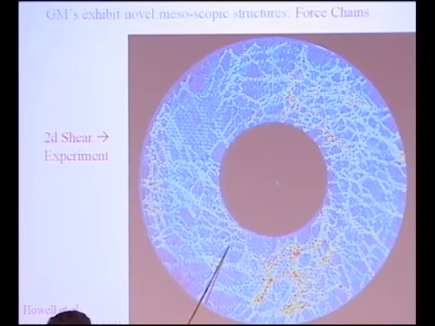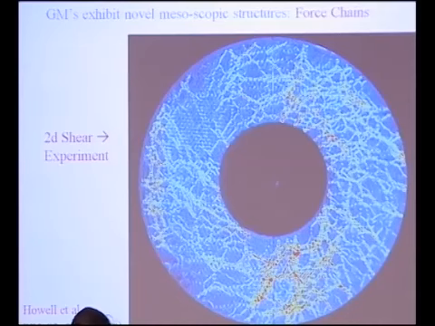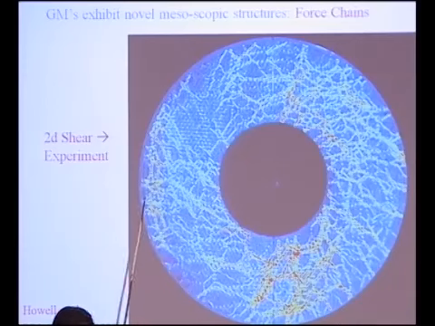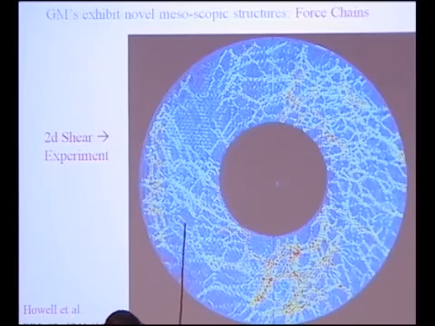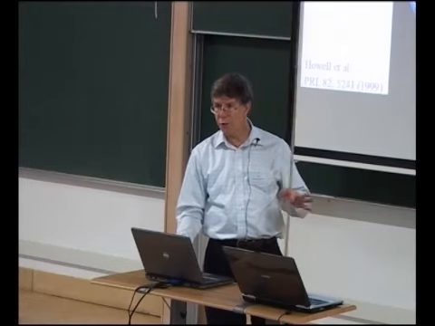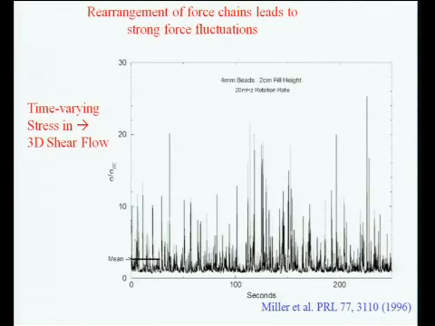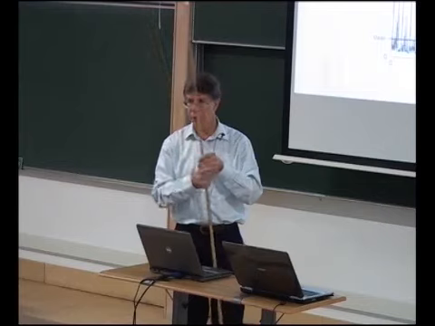In this system, what's actually happening is we're shearing on the inner surface of a flat system consisting of photoelastic particles, and I'll tell you a little bit more about how that works. For the present purposes, where you see red is where the forces are large, and where you see blue, the forces are quite low. As the system evolves in time, as it's steadily sheared, the location and nature of those force chains fluctuates.